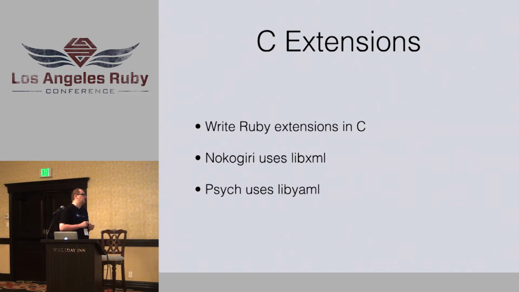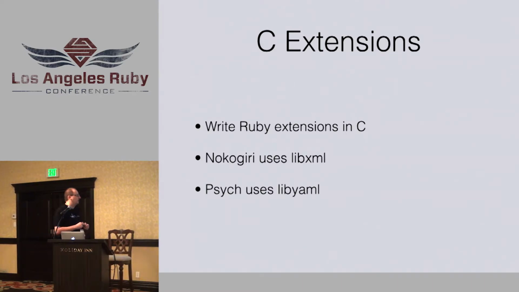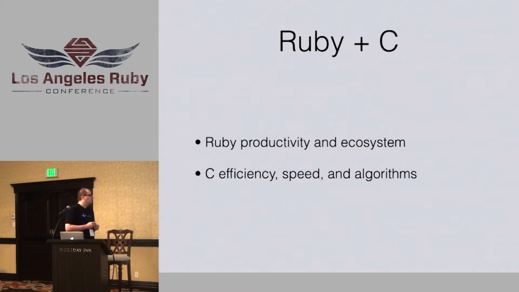It's also great to look at CRuby if you want to write C extensions. For example, Nokogiri and Psych are actually C extensions that take advantage of Linux libraries like libxml and YAML. You can also consider combining Ruby and C, and then you pretty much have the best of both worlds.